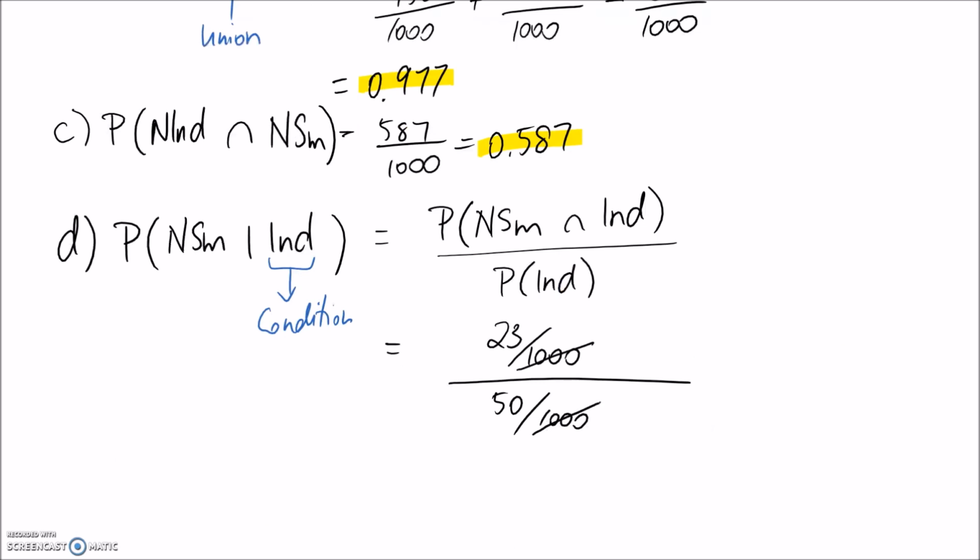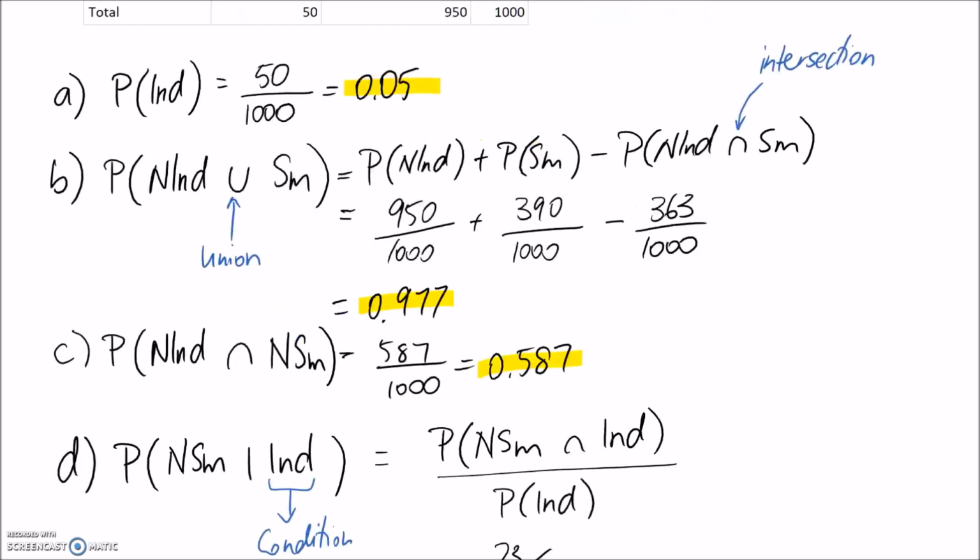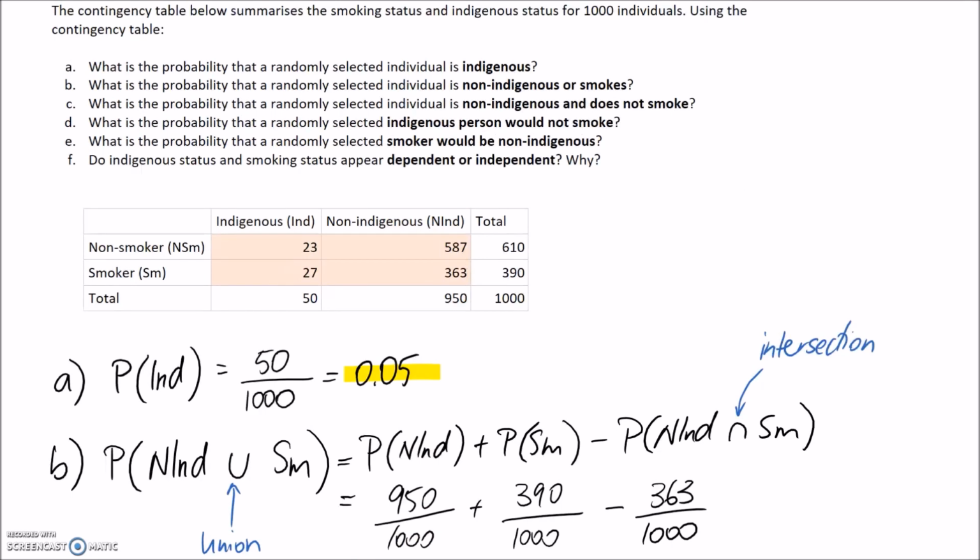And what we find is that the 1,000s cancel with each other, so we're left with 23 out of 50. And if you type that in a calculator, it comes to 0.46 for your answer. Alright, so E. This one we want the probability that a randomly selected smoker would not be Indigenous.